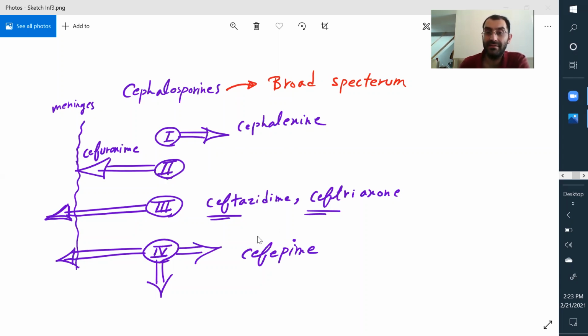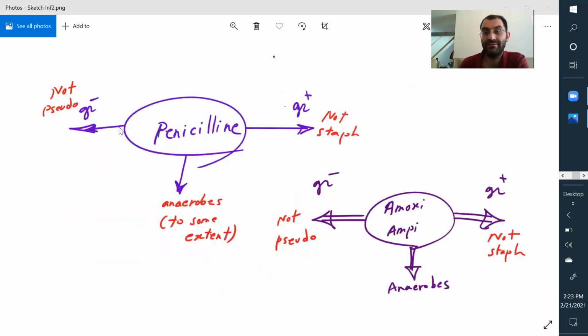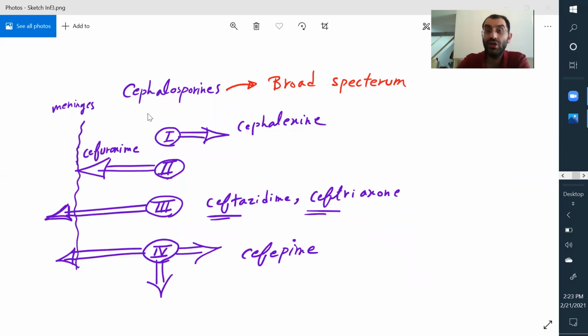This side was gram-positive, remember? This side was gram-negative. Cephalosporins are broad spectrum antibiotics. We have first generation, second generation, third generation, fourth generation, fifth generation. First generation, cephalexin. Second generation, cefuroxime. Third generation, ceftazidime, ceftriaxone. Fourth generation, cefepime, for example.